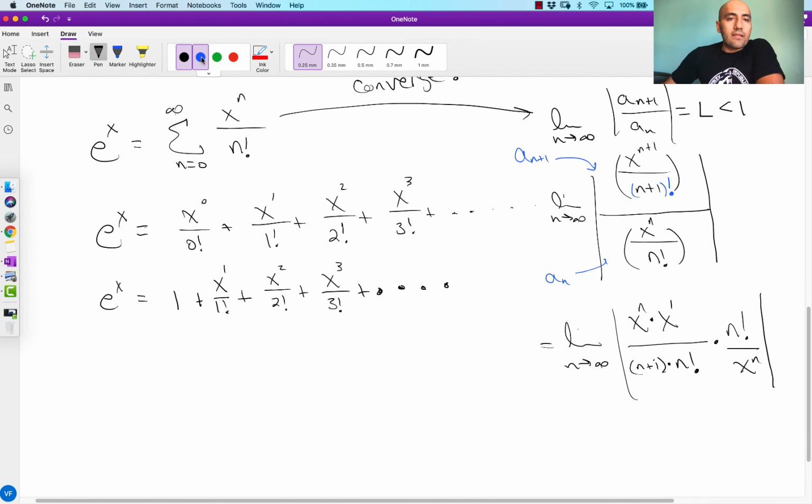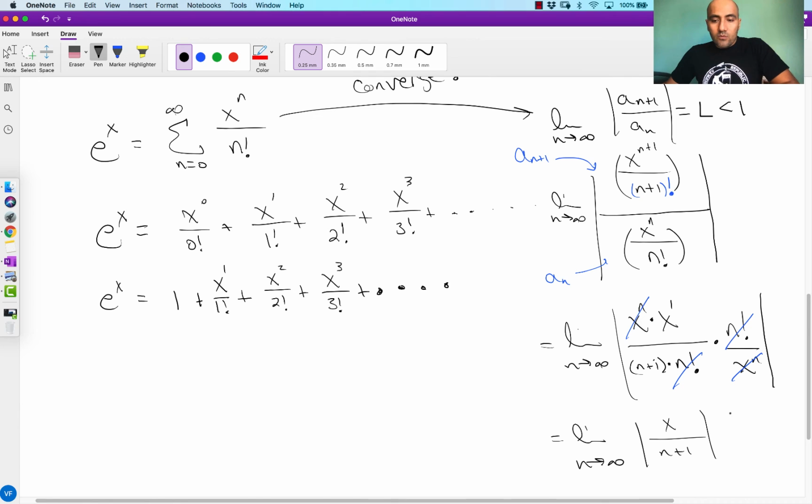Okay, now, finally, some stuff will cancel. This will reduce with that, and this will reduce with that. And so the only thing that survives is the limit as n goes to infinity of the absolute value of x divided by n plus 1.